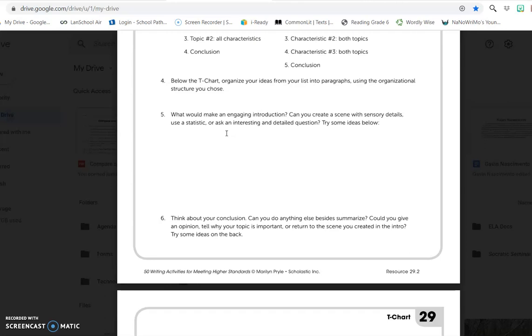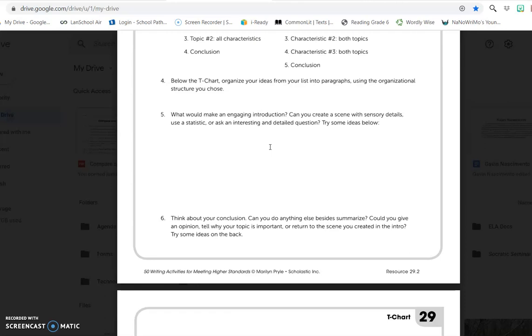So maybe something beyond the "did you know that?" So when it's saying interesting or detailed question, make sure to dig a little deeper, or nuanced question. We're good at asking questions. We've been doing that with our literature circle roles and in our writing for a while now. So for step 5, it's just asking you to try out some of those things. If you were gonna start with a sensory detail, how would you use that? Would you use your sense of sight or sound to dive right into it? Would you want to use some figurative language?